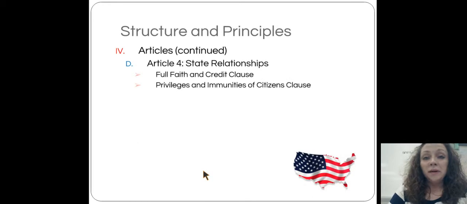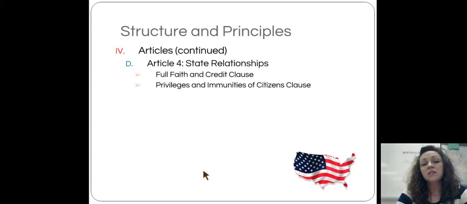The Privileges and Immunities of Citizens Clause. Privileges and immunities of citizens. Basically, this clause says that if you're a citizen of one state, you can't be treated differently just because you're a citizen of that state. Okay, so if I'm a citizen of Missouri and I go on vacation in Hawaii, they can't punish me for a crime differently than they would a person from Hawaii just because I'm from Missouri. Okay, now if I have a warrant out for my arrest, then obviously I'm going to be treated differently, but not just because I'm a citizen from a different state.